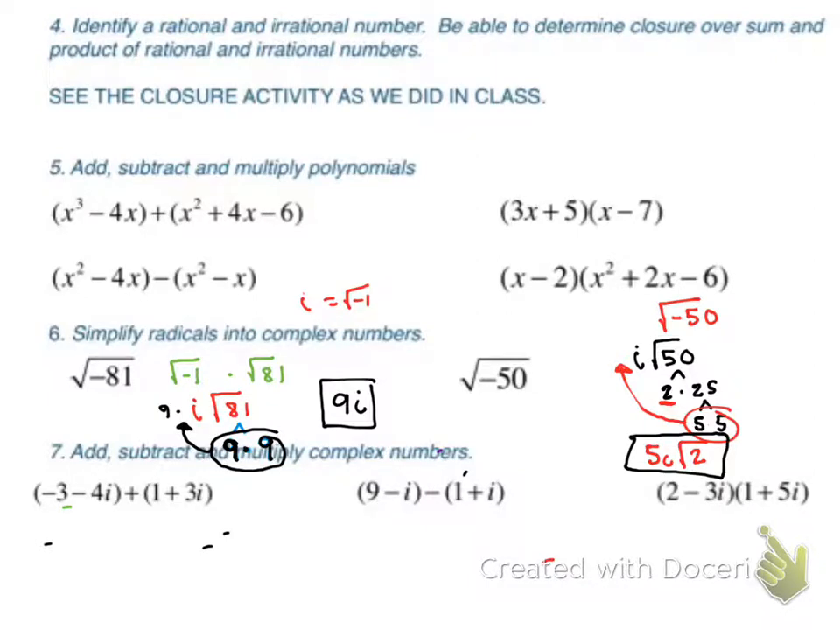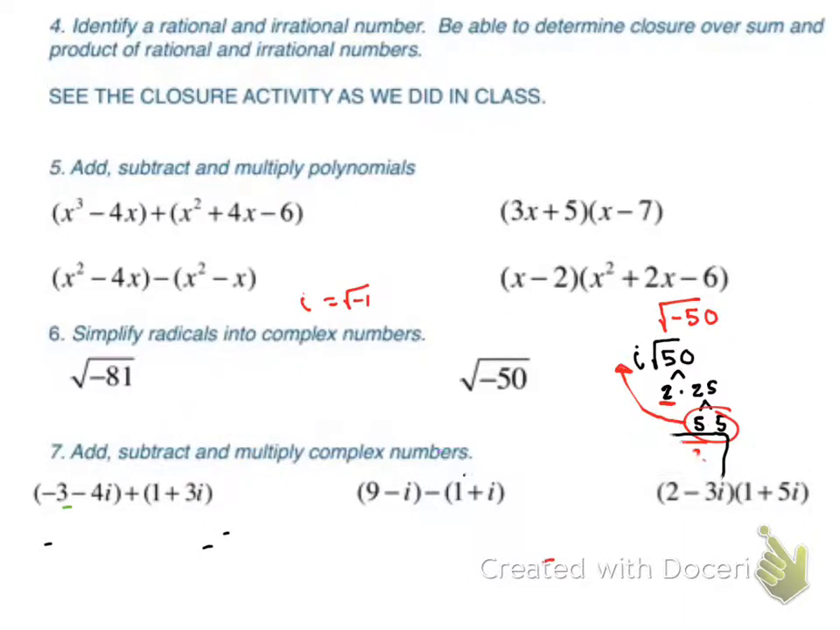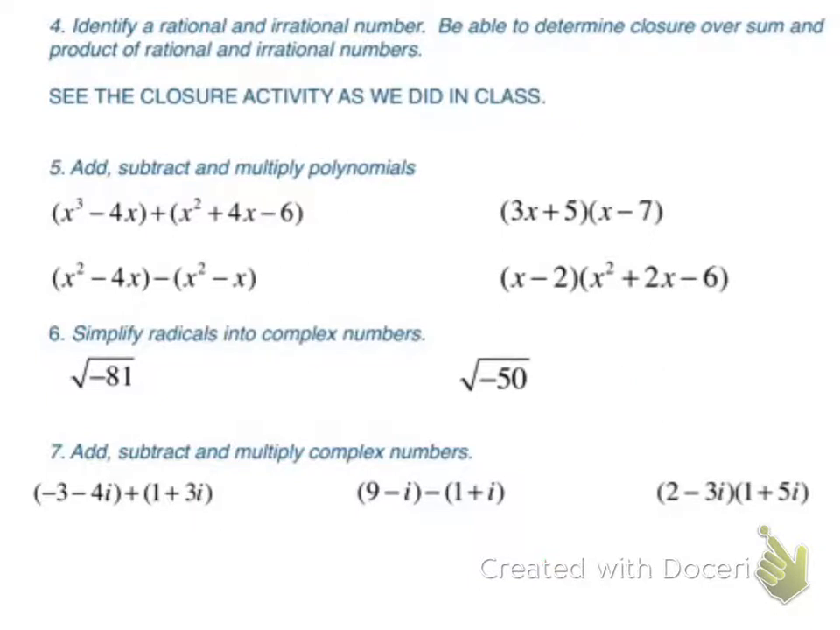And then skill number 7. I'm going to go ahead and erase all this again. Alright, so we're adding, subtracting, and multiplying complex numbers. So it has a lot to do with the polynomials we did earlier. It's almost identical except we have the i's here.